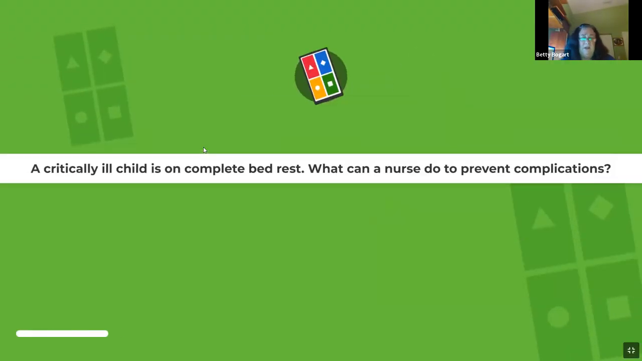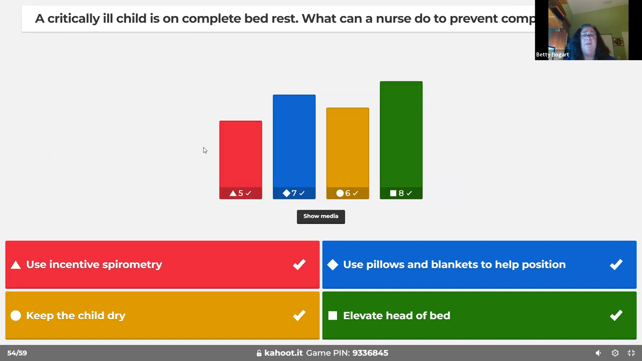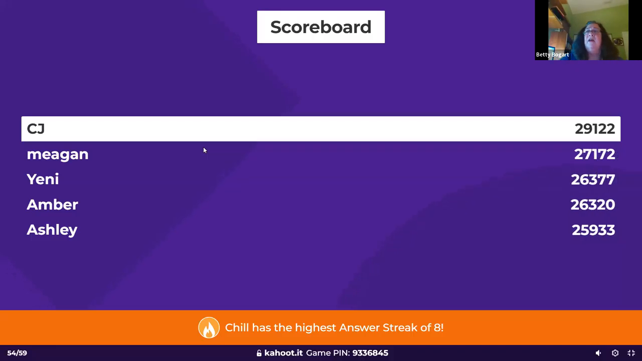A multi-select. A critically ill child is on complete bed rest. What can a nurse do to prevent complications? It doesn't matter, a child, an adult, they're critically ill, they can't get out of bed. You're always trying to prevent complications. We want to keep their lungs moving. So instead of spirometry, keep them clean and dry, diapers, chucks, whatever we have to do. And in infants and children, we use pillows and blankets to keep them up and over because they like to wiggle down. So we try to keep them where they need to go. And if we can, elevate the head of the bed because it opens the lung expansion. Good.